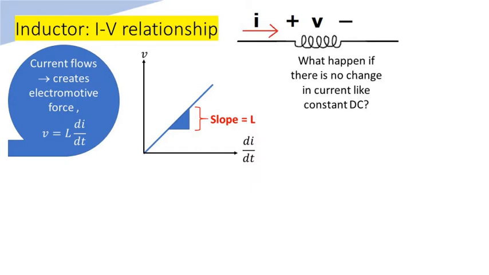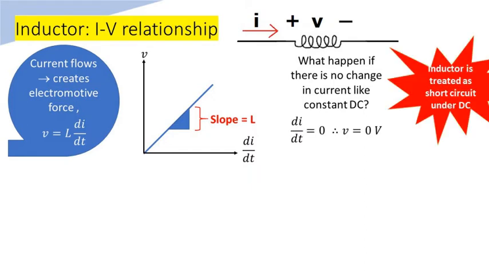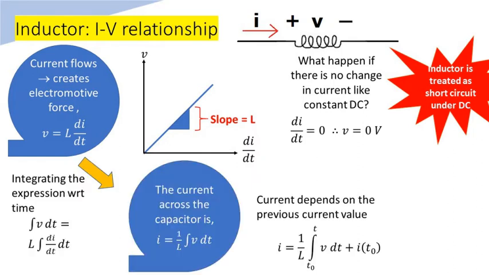What happens when a constant DC current flows through the inductor? From the voltage expression, we find that the derivative of current is 0. This makes voltage across the inductor also 0. Hence, we treat the inductor as a short circuit when it is operating under direct current. Next, to find the current expression, we integrate the voltage expression with respect to time and rearrange it. Also note that the current depends on the initial current available in the inductor.